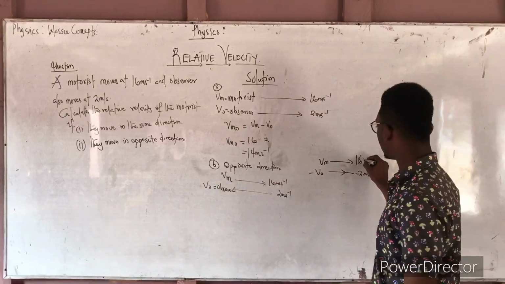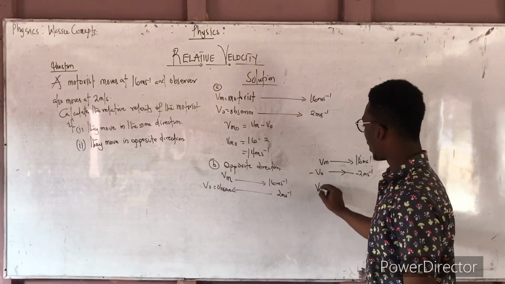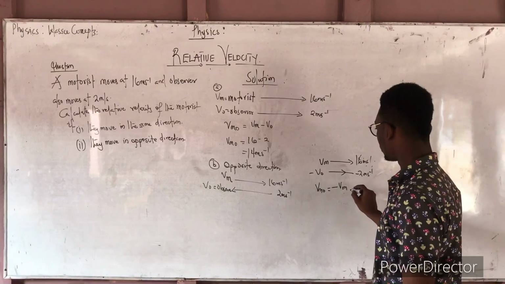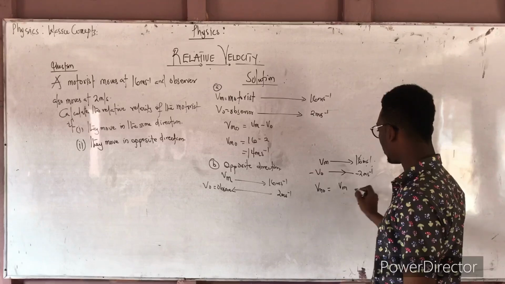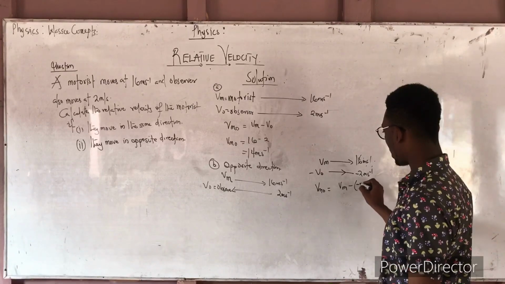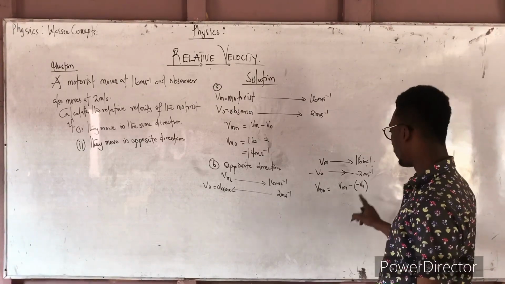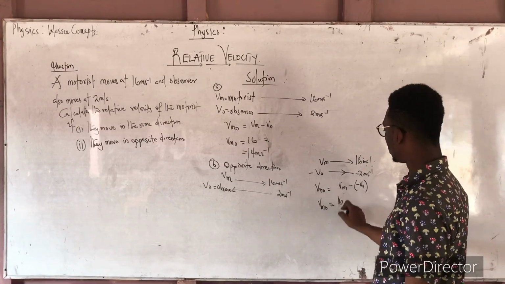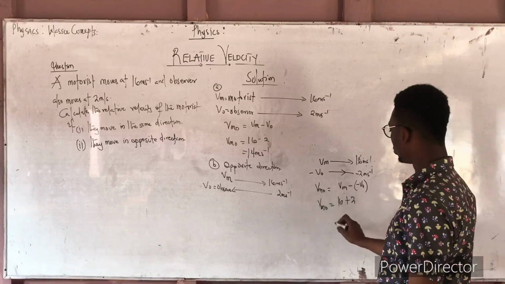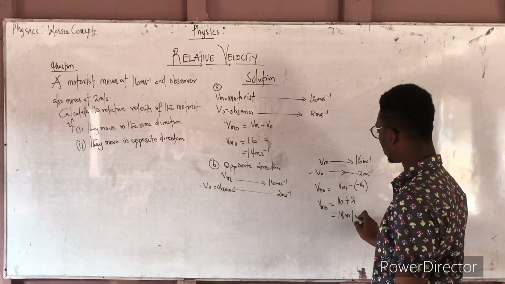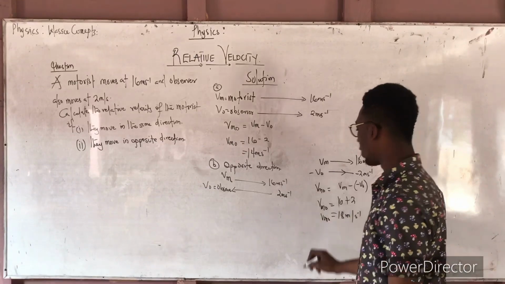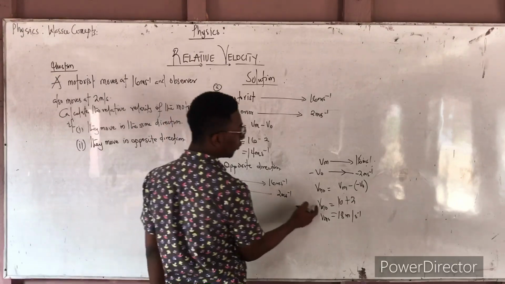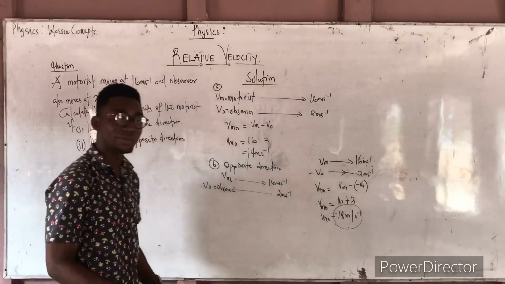So now, when you do this, Vmo becomes Vm minus negative VO, because the VO is already negative. So you get Vmo as 16 plus 2, and that gives you 18 meters per second. So therefore, the observer will be seeing the motorist move in the opposite direction with a speed of 18 meters per second.